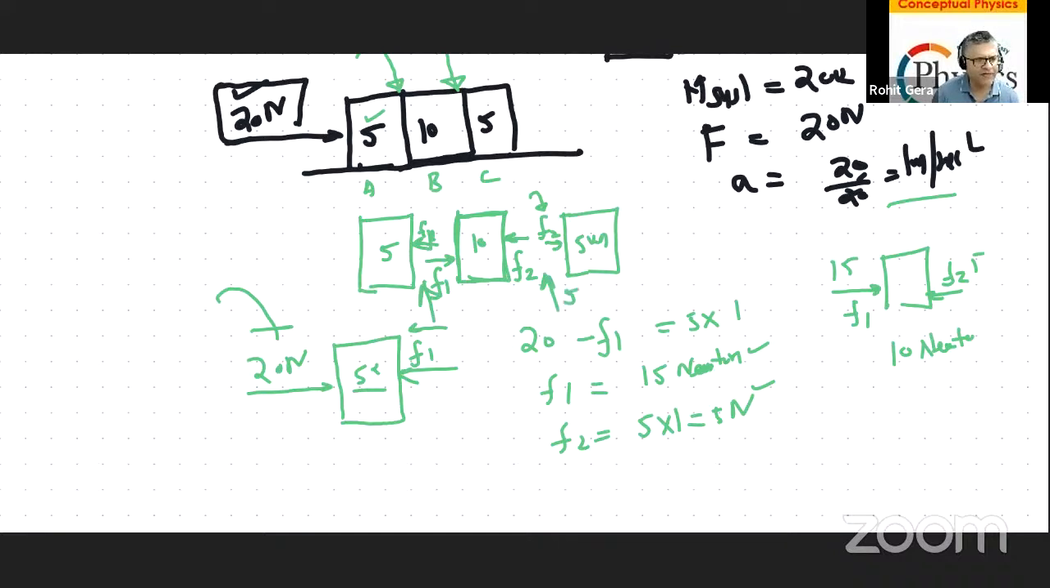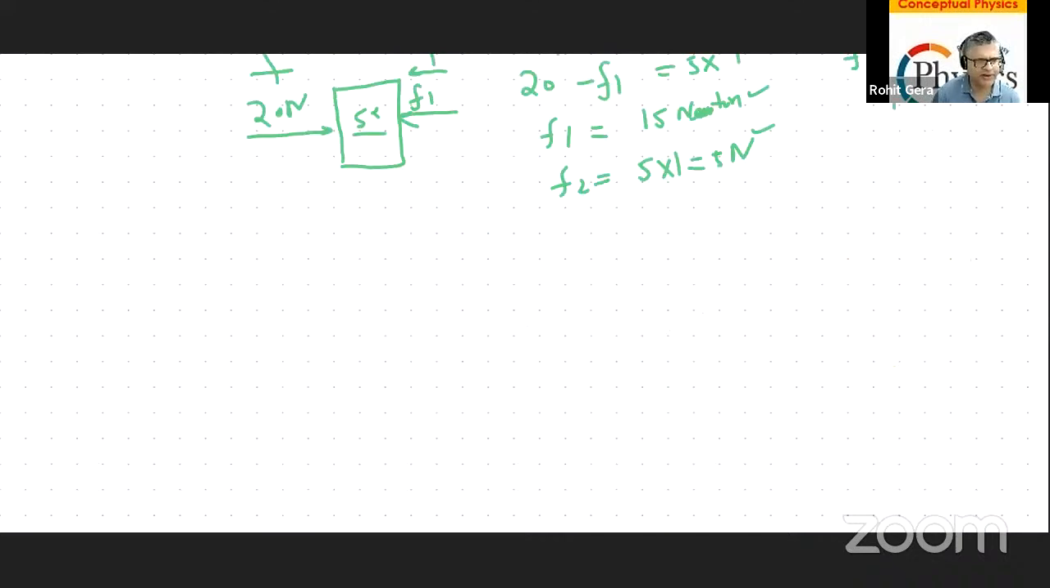If you apply a force here on a system of masses, which is 5, 10 and 5, some 20 Newtons, that force is also getting transmitted through the blocks. First, it makes an appearance here as 15 Newtons, lost, and the balance 5 Newtons appears here. So this whole 20 Newtons will keep on transmitting. If you increase the number of blocks, it will obviously reduce the action and reaction force.